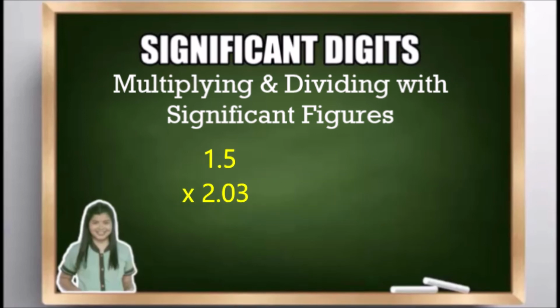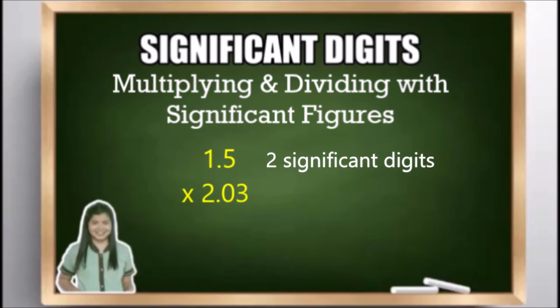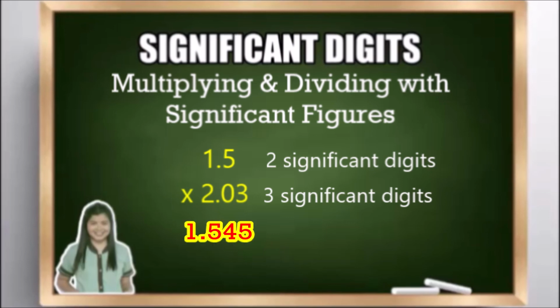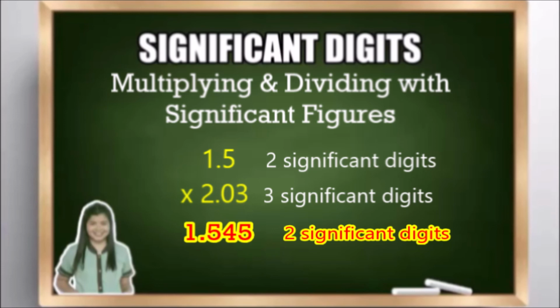For example, we have 1.5 times 2.03. First, we are going to identify the number of significant digits of our multiplicand and multiplier. So for 1.5, there are two significant digits because the two digits are considered to be significant. Next, for 2.03, there are three significant digits. The same thing, we're going to multiply the two numbers. The result is 1.545, and it should have two significant digits in the final answer since the least is two significant digits. So for this example, the final answer is 1.5.